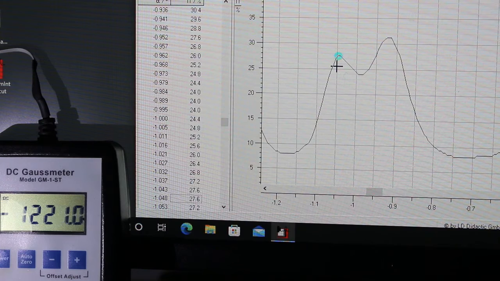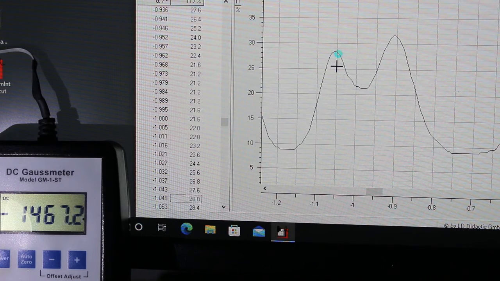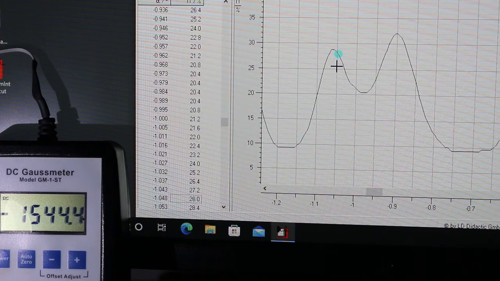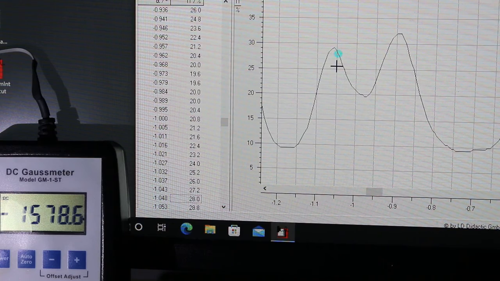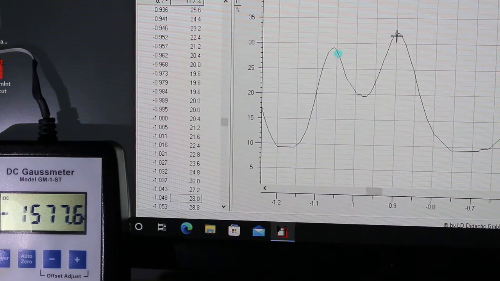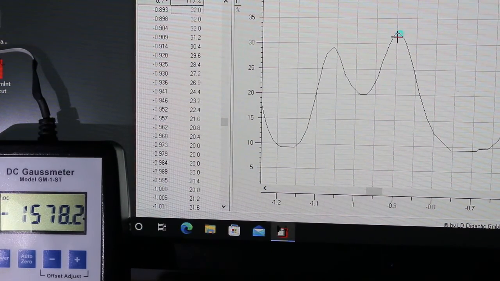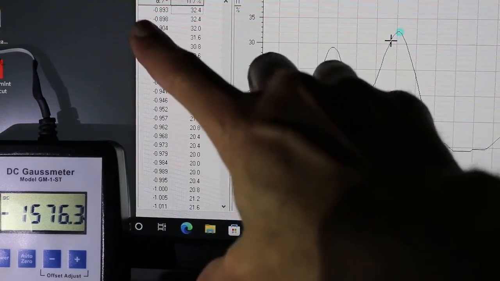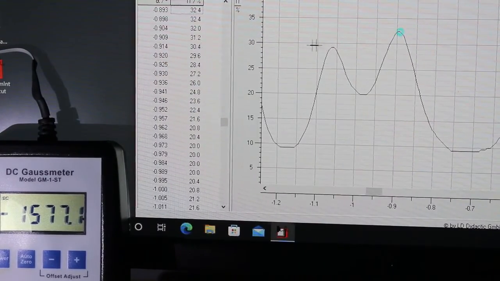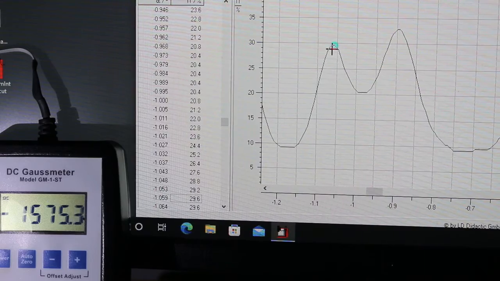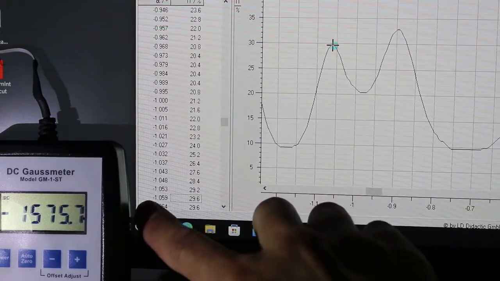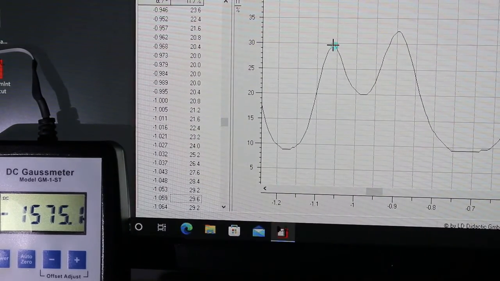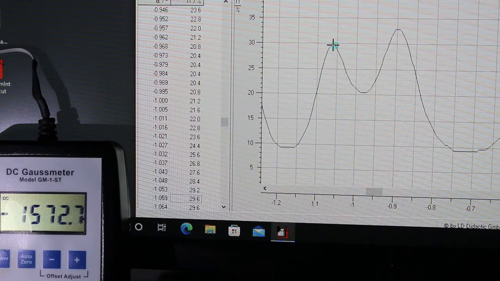Now we'll increase the magnetic field even more, and we'll just find these angles. There's one there, and there's one here. You're always looking in this side panel for the data point that has that little dotted box around it, and you can see the magnetic field value on the meter.